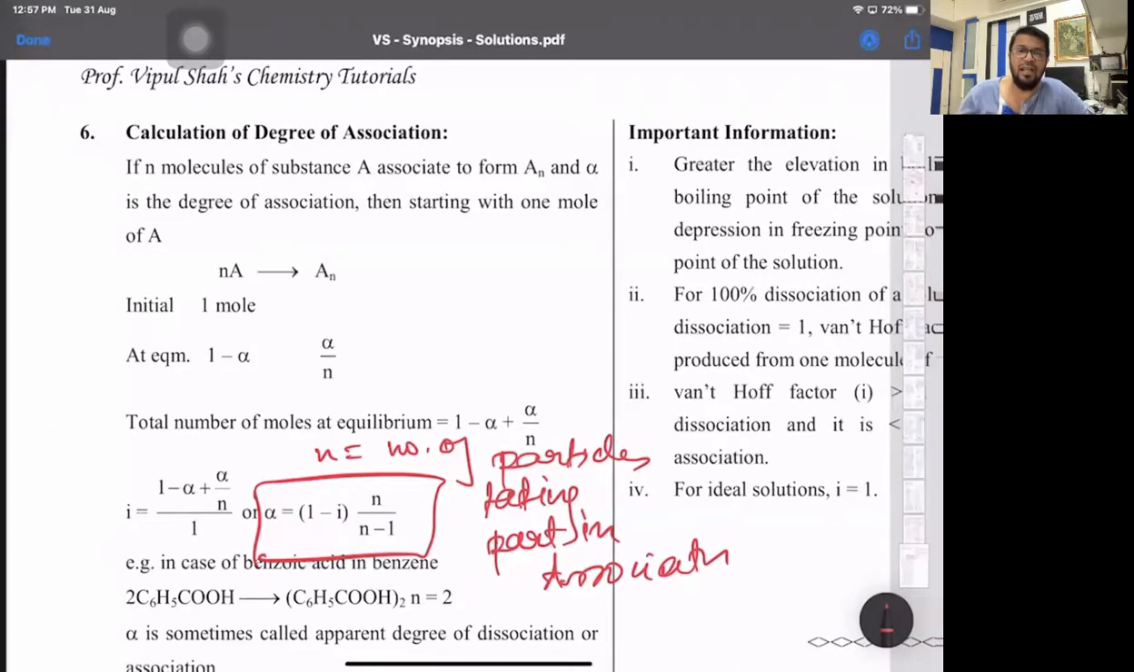And be very clear about acetic acid in the MCQs, read carefully. If they say acetic acid in water, then it undergoes dissociation. Acetic acid in benzene, then it will undergo association.